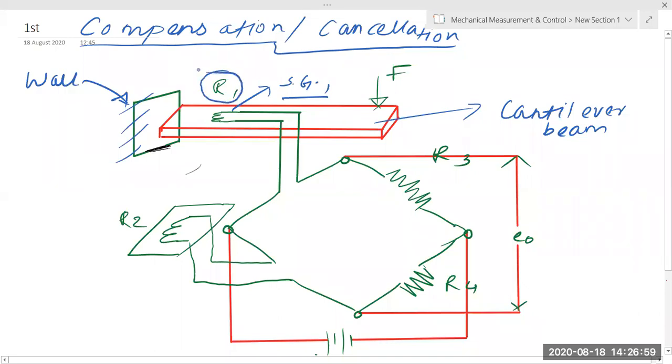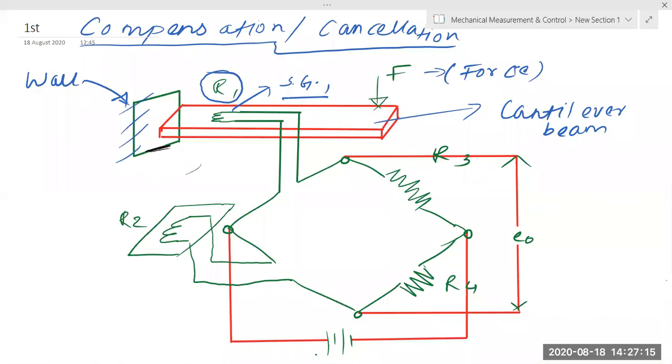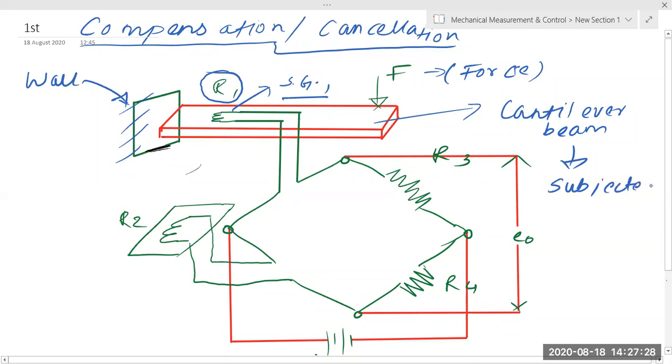Now, there is some force acting on this cantilever beam, and we already know whenever there is force acting, there will be stress, and whenever there is stress, there will be some kind of strain, and this will lead to change in resistance. Now suppose this cantilever beam is subjected to change in temperature, to temperature variation, or it is in an environment having some temperature variation.